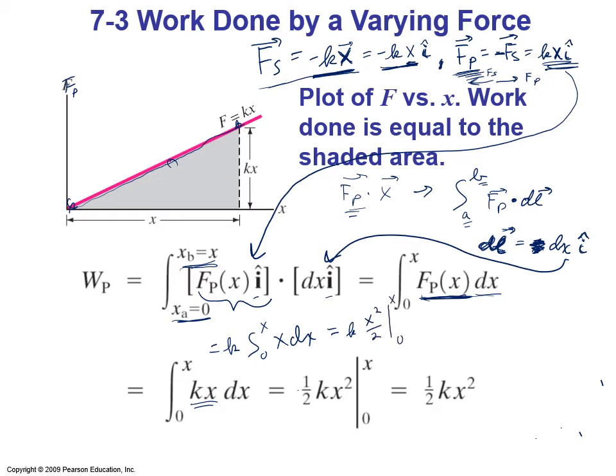And we can evaluate that from x, its final location, to 0 at the bottom of the range. So that's going to be 1/2 kx squared minus 1/2 k 0 squared, or in other words, that's 0. So we get 1/2 kx squared. That's the work done by the person pushing on the spring of spring constant k.